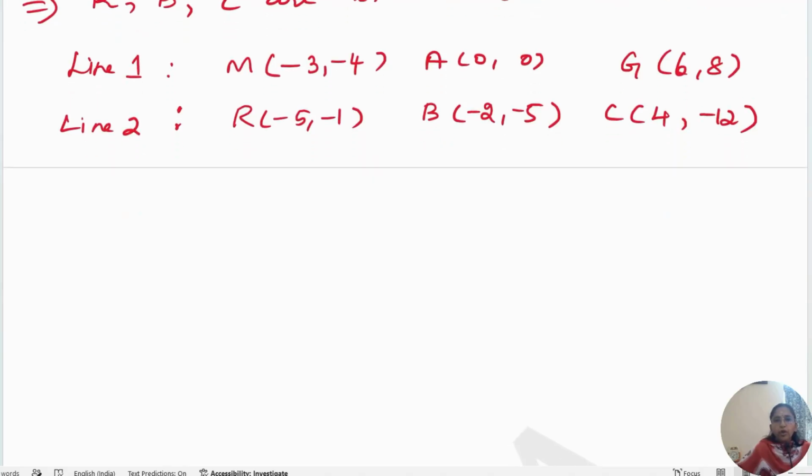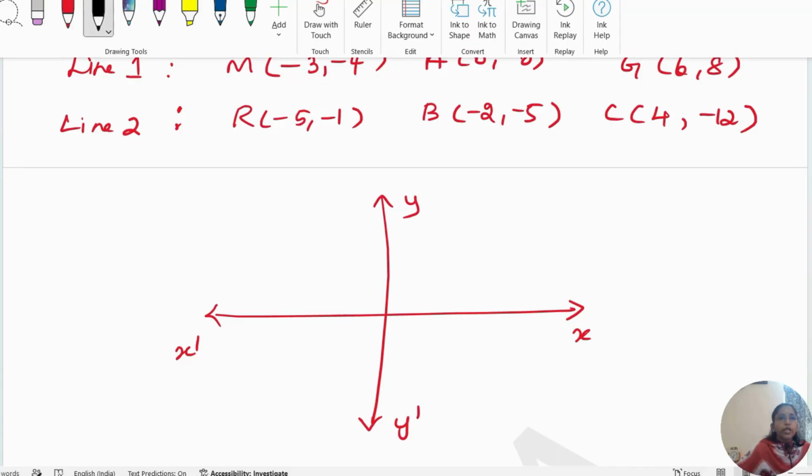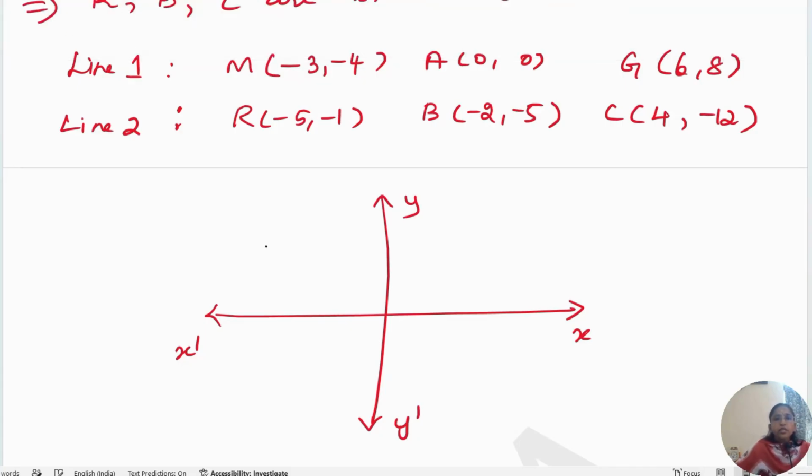Now roughly I am plotting on normal paper. You can plot it on graph paper. So this is our x-axis, x dash, and this is y dash. Now for line 1, it has to pass through the origin. So the origin is this. A is 0 comma 0 and G is 6 comma 8. So roughly you can mark your data.